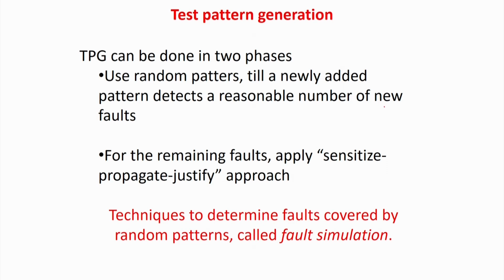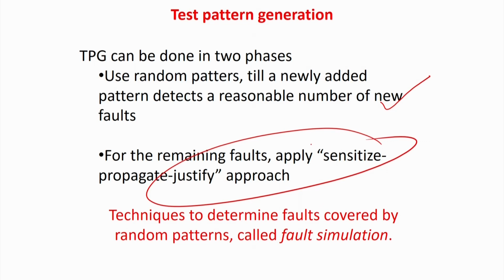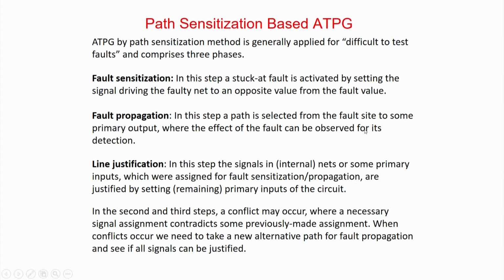So that is why we say that test pattern generation is done in two phases. One is a random manner, and for whichever faults are remaining, you have to apply the sensitize, propagate and justify approach. More than 99.9999% of faults will be detected by these two phases, but a few faults may remain undetected because they are non-testable faults, and you will only be able to find that out by this approach. This is called path sensitization based ATPG, that is sensitization, propagation and justification. With this 3-phase algorithm, we can find out how the faults which are difficult in nature can be tested.